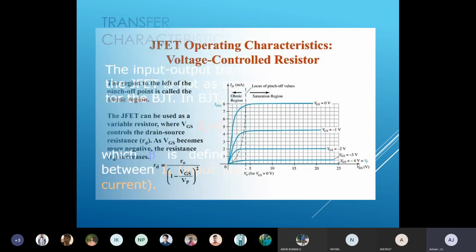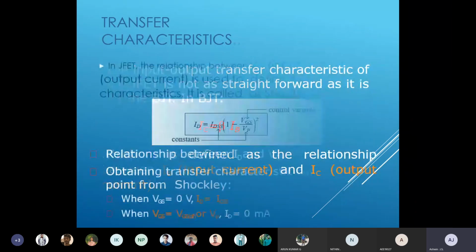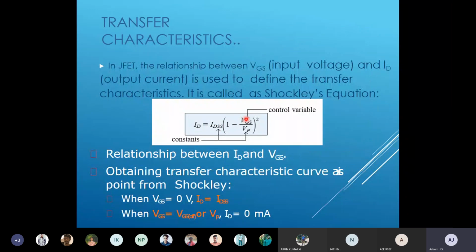So look at this equation. If you put VG is equal to 0, what will be your answer? Just put VG is equal to 0. What will be your ID? ID is equal to what? Just put VG is equal to 0 in this equation and check what is your ID.